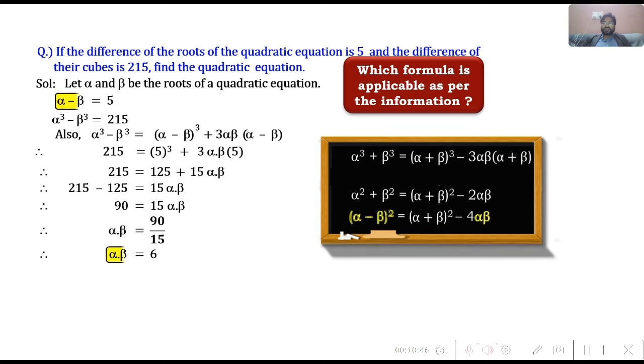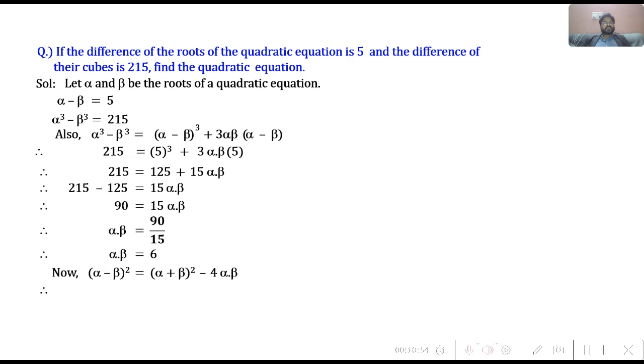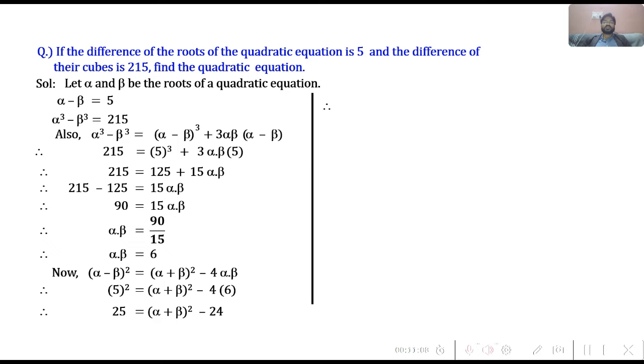We will use alpha minus beta whole square is equal to alpha plus beta whole square minus 4 alpha beta. So alpha minus beta whole square, that is 5 square, is equal to alpha plus beta whole square minus 4 into 6. So 25 is equal to alpha plus beta whole square minus 24. So alpha plus beta whole square is 49.